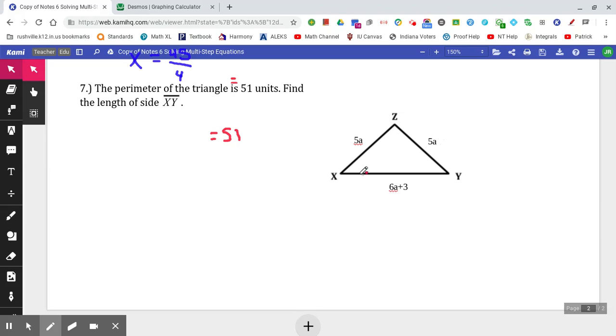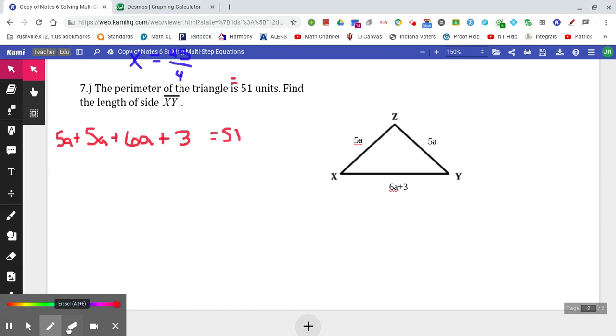So remember, perimeter means add all the sides. So we're going to take 5a plus 5a plus 6a plus 3. So here's our equation: 5a plus 5a plus 6a plus 3 equals 51. Here's the equal sign. We're going to split the left-hand side from the right-hand side.